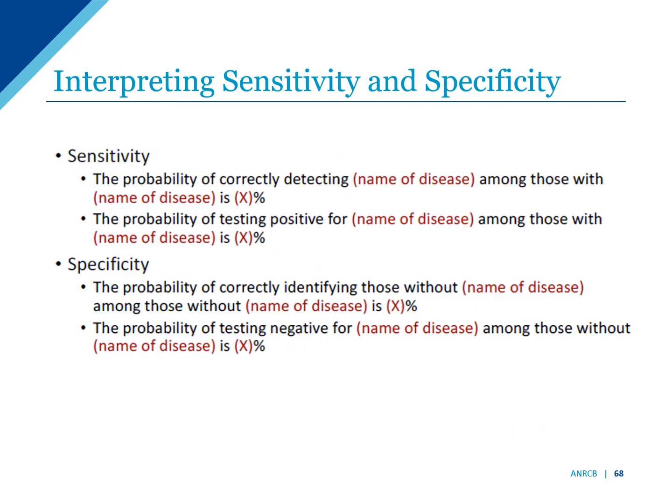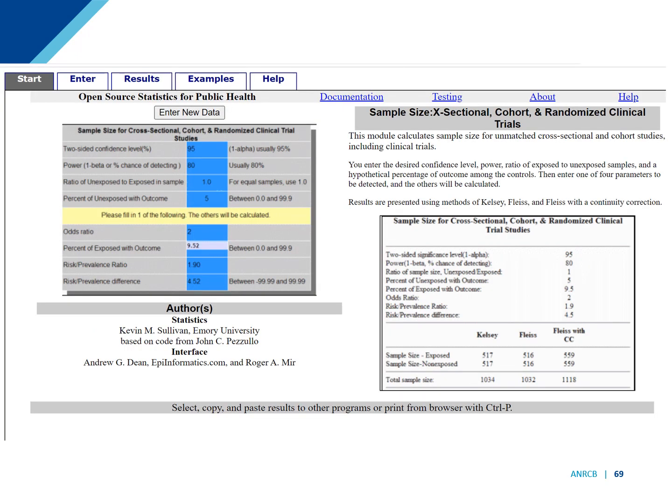And this is a little guide to how to interpret sensitivity and specificity. And finally, I want to introduce you to a software program called OpenEpi that you can use to calculate sample size, statistical power, as well as do randomization, and all kinds of other really helpful calculations for conducting research studies. I am going to do that in a separate video, so that this one isn't too long.